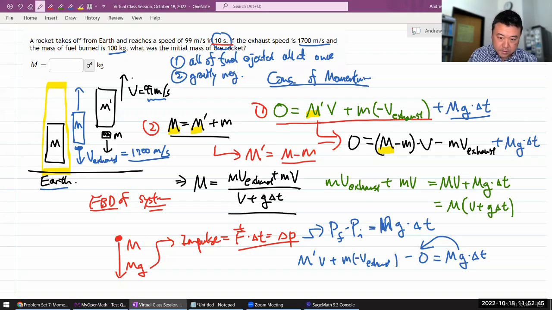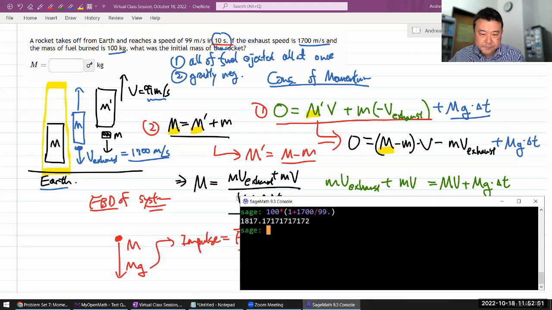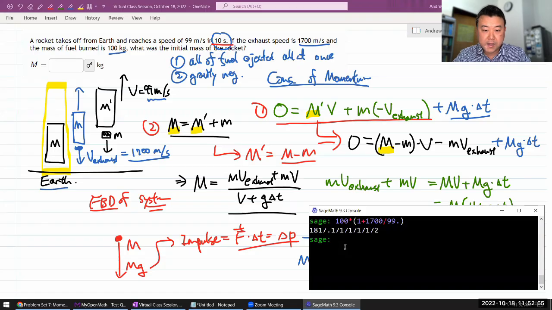Okay, so let me plug in the numbers there. I don't think I'm going to try to simplify that. Seems not really possible to simplify. So I have 100 times exhaust speed 1700 plus, again, 100 times the rocket speed 99 divided by rocket speed 99 plus g 9.8 times delta t 10 seconds. Okay, so we have 913 point. Wait, that makes... must have done something wrong.